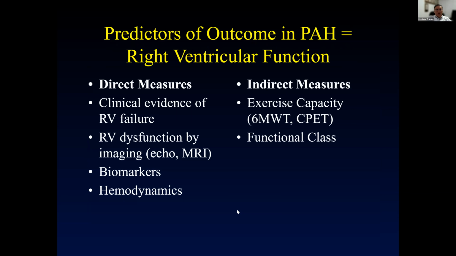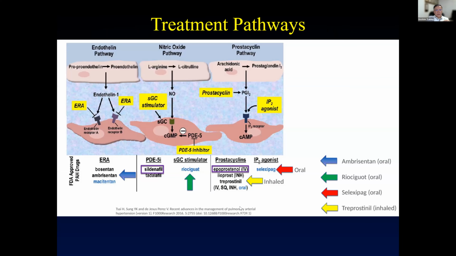The predictor of outcome in pulmonary hypertension is the right ventricle. When the right ventricle fails, the patient dies. So it's very important to send the patient to a specialist with the skill and the imaging skill and the knowledge to look at the right ventricle. Most of the patients will be screened by echo. MRI, like what we have here, is superb for the evaluation of the right ventricular hypertrophy and dysfunction.